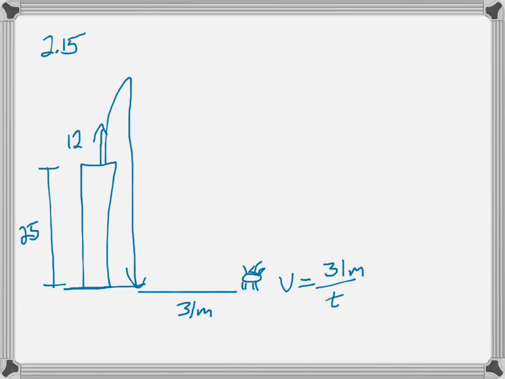And the time that it takes for the porcupine to get over here has to be the exact same amount of time that it takes for the cat to get all the way down here to the bottom. So all we've got to do is figure out how much time it takes for the cat that's launched up here to get all the way down to the bottom.